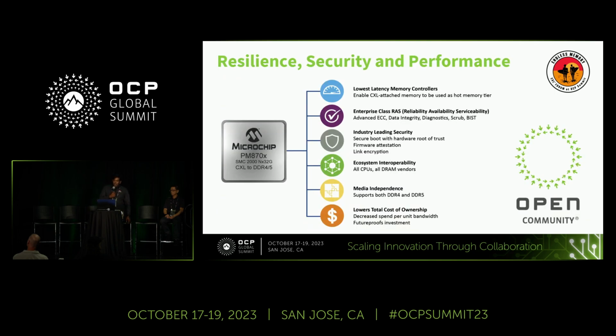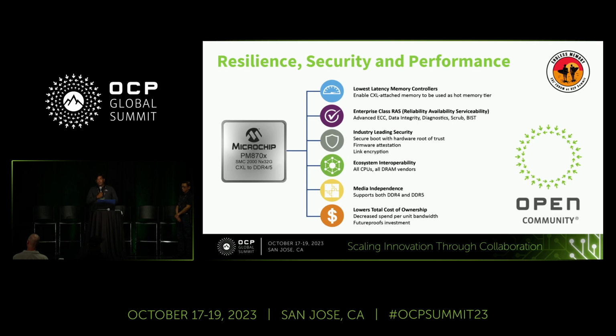So at Microchip, in order to enable this CXL implementation, we're currently sampling our first-gen CXL 2.0 devices. Our controllers are one of the lowest latency memory controllers on the market, with very high performance. We have enterprise-class RAS features, essentially enabling advanced ECC, data integrity, and also functions like diagnostics, scrub, and BIST to ensure you manage the DDR memory appropriately. We have leading-edge security with secure boot and firmware attestation to enable secure implementation in the data centers.